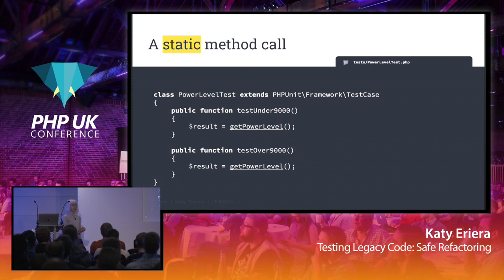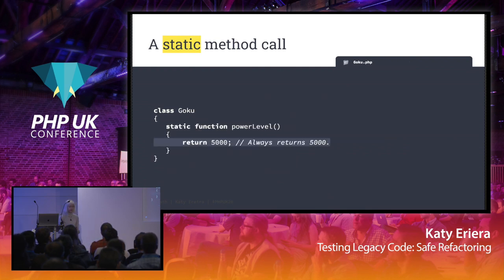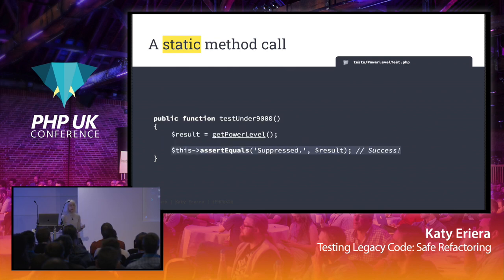So again, I'm going to create our test class, and we've got two possible scenarios here. Either Goku's power level is over 9,000, or it's not. So we're going to call getPowerLevel and assert on the result of that. But if we actually look at the static power level method on Goku, it's always going to return 5,000, which means that this is fine, because 5,000 is under 9,000, so it's always going to be suppressed. But if we want to test the branch where it's over 9,000, then it's not going to work, because it's never going to be over 9,000.